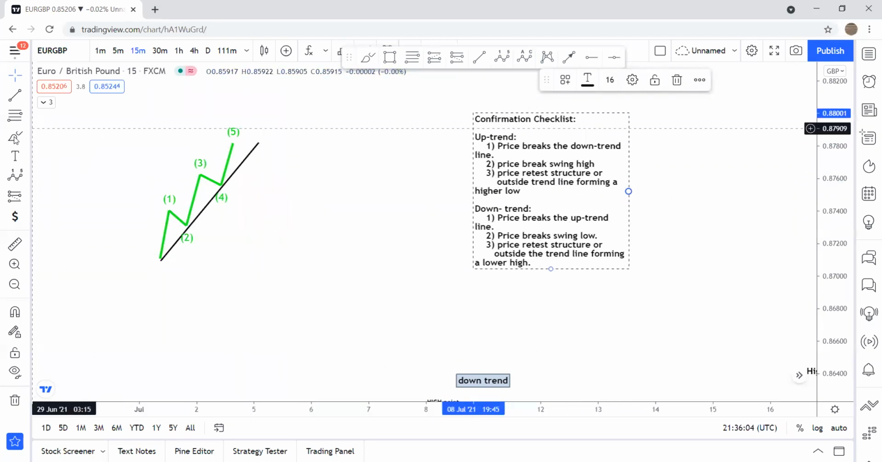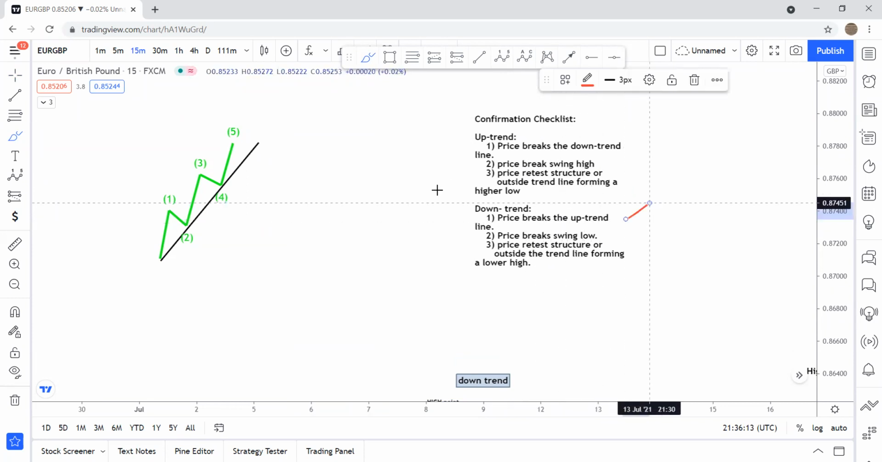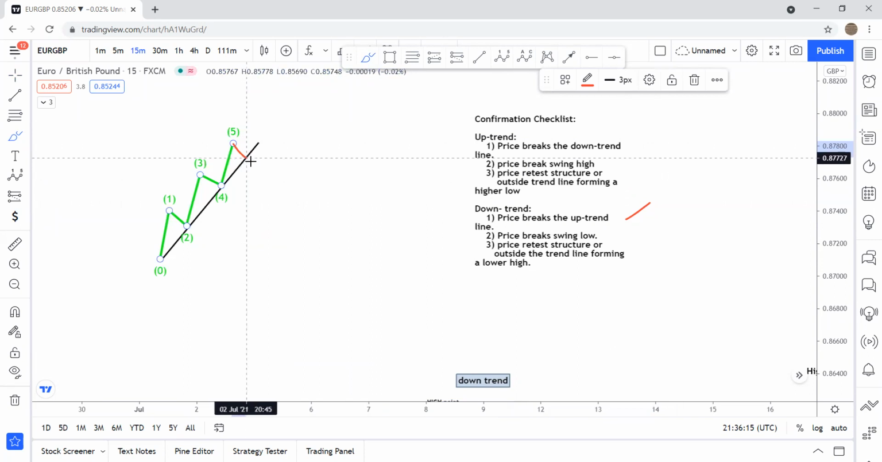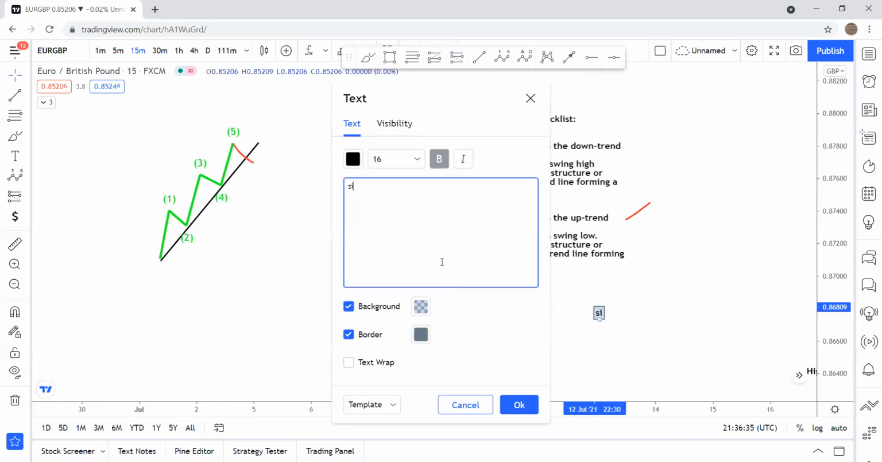So the first thing to confirm a downtrend is we need price to break the uptrend line. So we need price to break this uptrend line, which is that black line. That's step one. Step two, we need price to break the swing low. Where is the previous swing low? This is the previous swing low before we have that big high. Swing low and swing high. Let's mark that up.